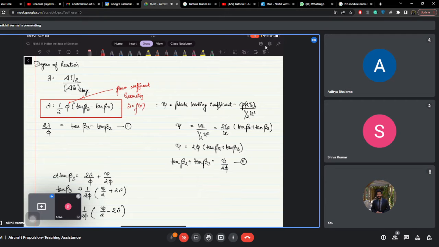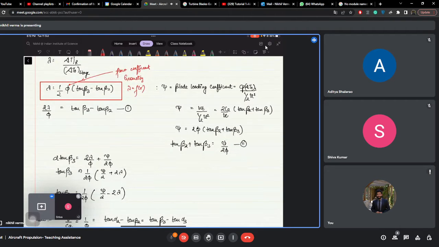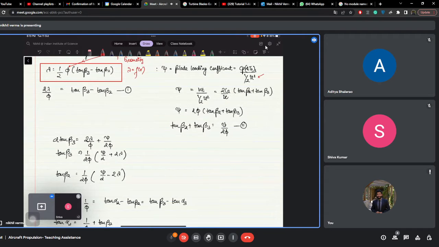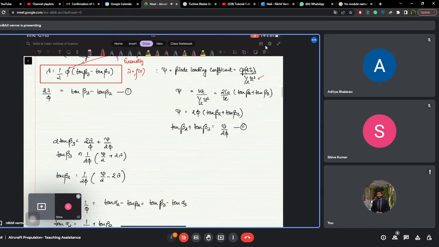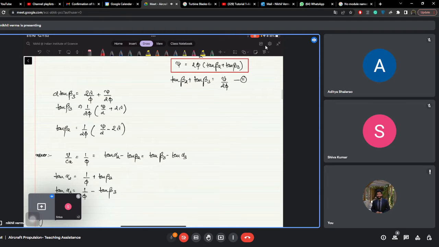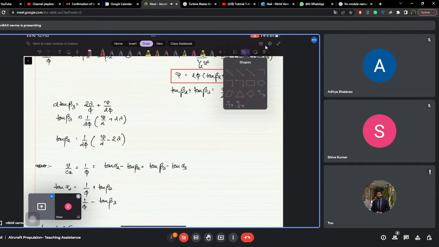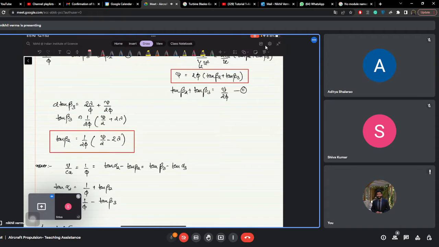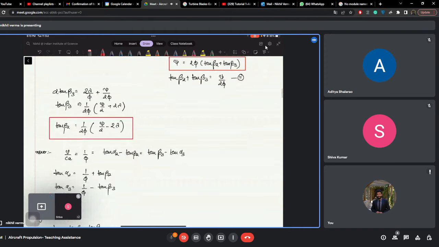Now you have a blade loading coefficient, that is the work done divided by the normalized blade velocity. If you do this, you'll get the relation for the blade loading coefficient as shown in this equation. Then you can always write your blade angles. If you have to calculate what the blade angle should be for a particular blade loading coefficient, flow coefficient, and degree of reaction, you can calculate it using this relation, tan beta 2 and tan beta 3.